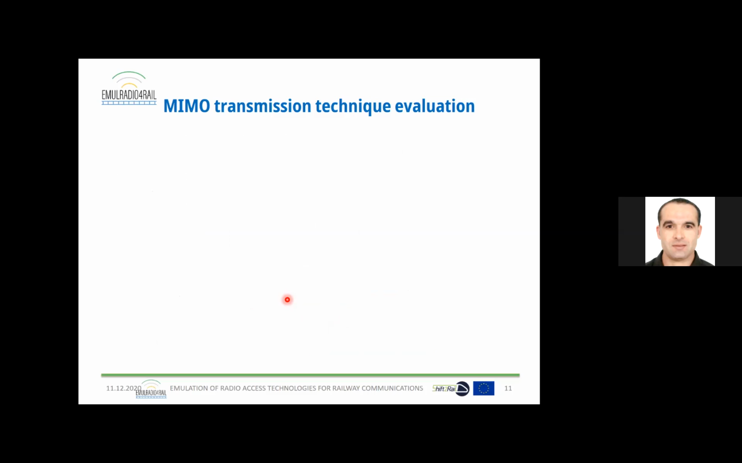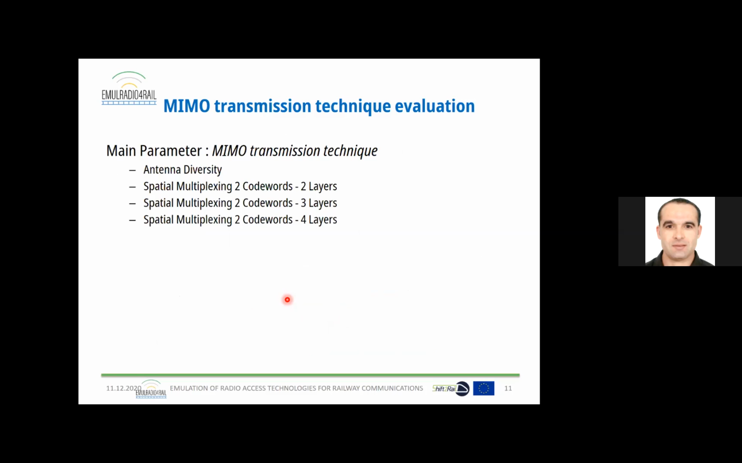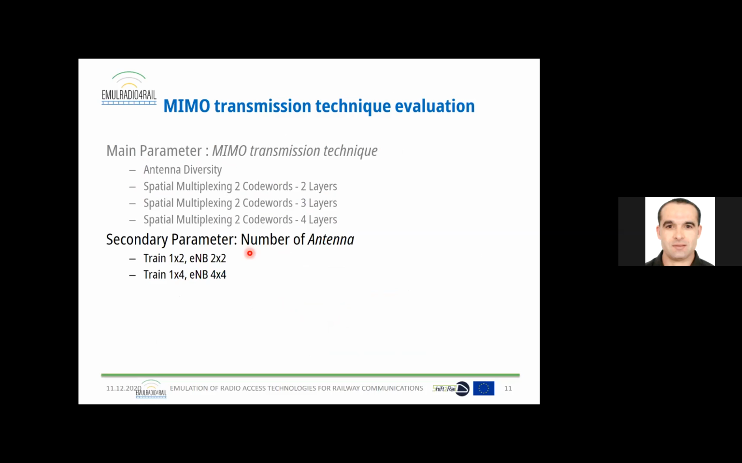So as a second set of evaluation, we consider as a main parameter the MIMO transmission technique. We consider 4 MIMO transmission techniques: antenna diversity and spatial multiplexing with 3 configurations, 2 code words 2 layers, 2 code words 3 layers, and 2 code words 4 layers. And as a secondary parameter, we consider the number of antennas at the train and eNodeB, with 2 configurations: 1x2 for the train and 2x2 for the eNodeB, and 1x4 for the train and 4x4 for the eNodeB.